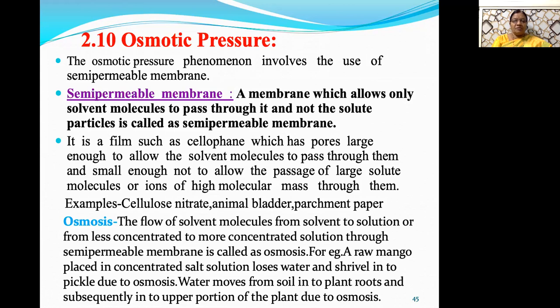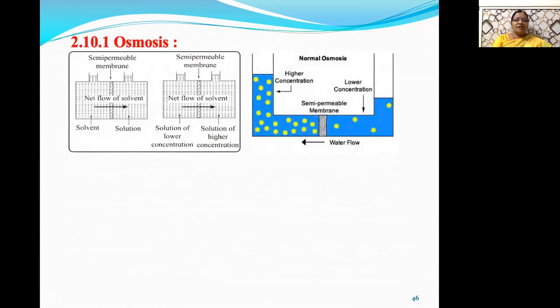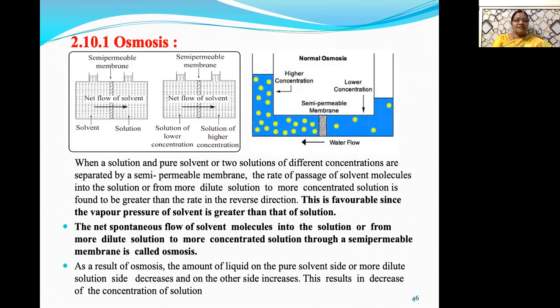Water moves from soil into the plant roots and subsequently into the upper parts of the plants. It is also due to osmosis. Next, you can understand this osmosis phenomenon well with the help of these diagrams, and after this diagram you will see a short video that illustrates the phenomenon of osmosis.